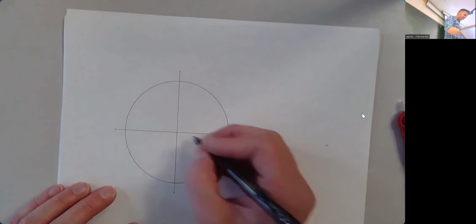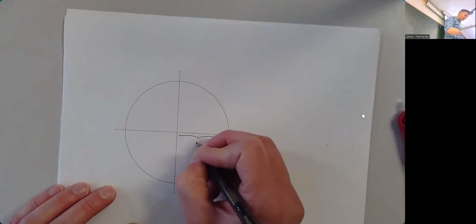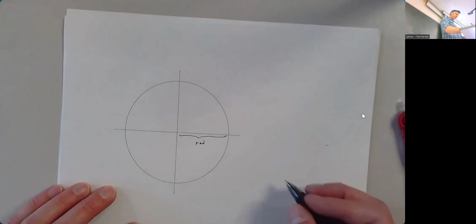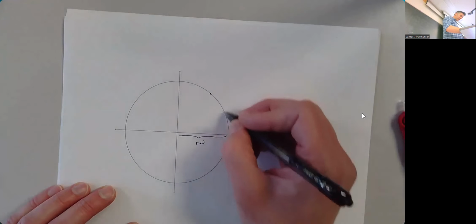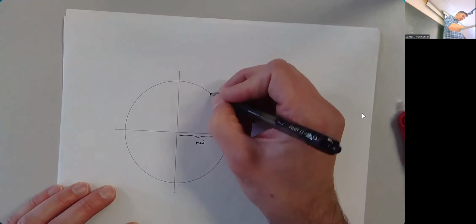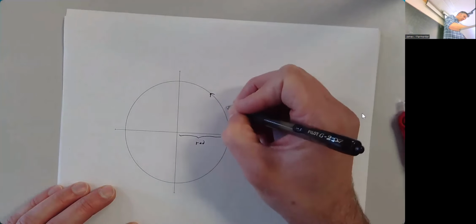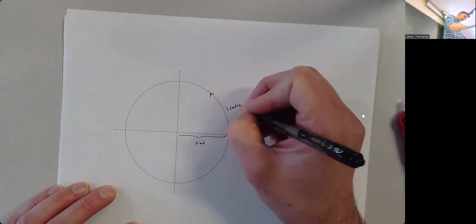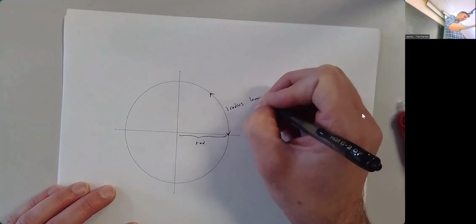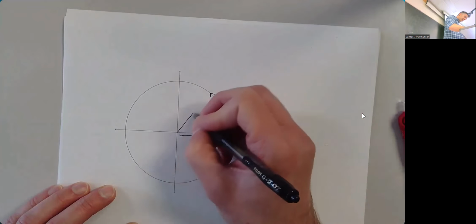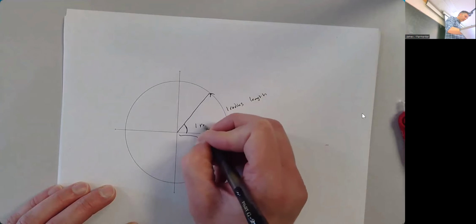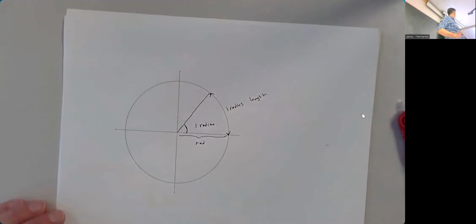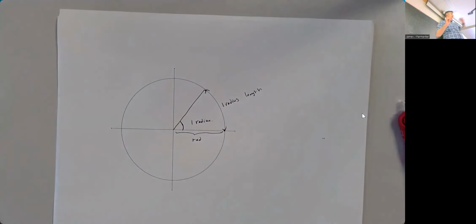And what I want to point out is this is the length of the radius. So if I take that length and bring it up onto the arc here, this is 1 radius length. This angle is 1 radian. That is the whole idea behind radians.